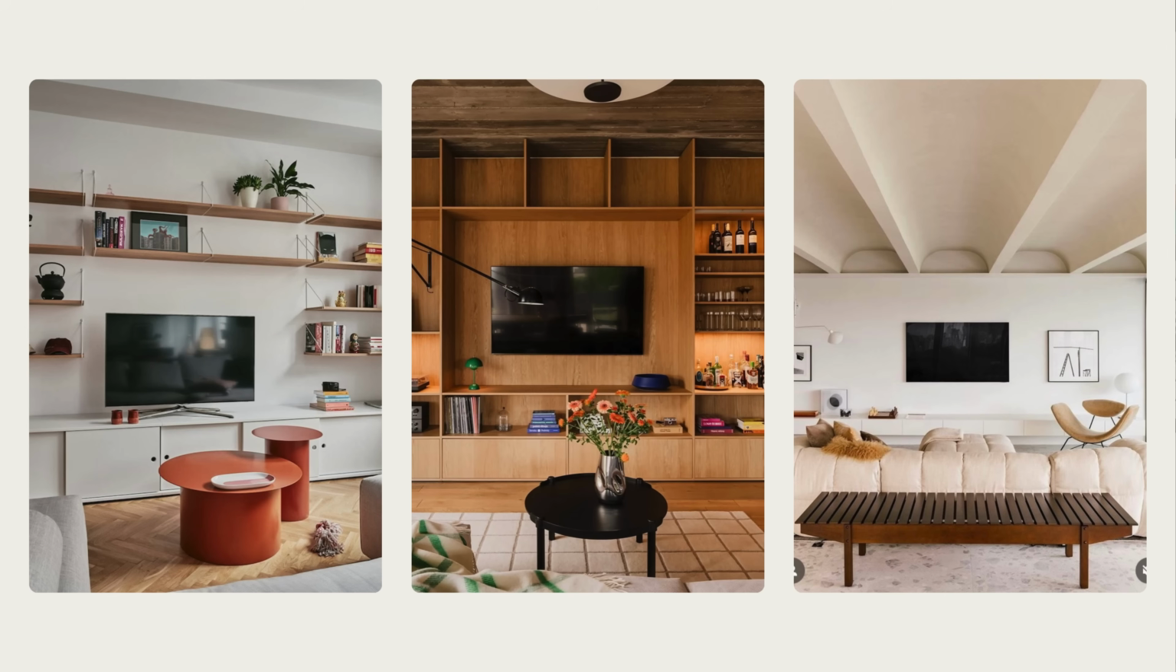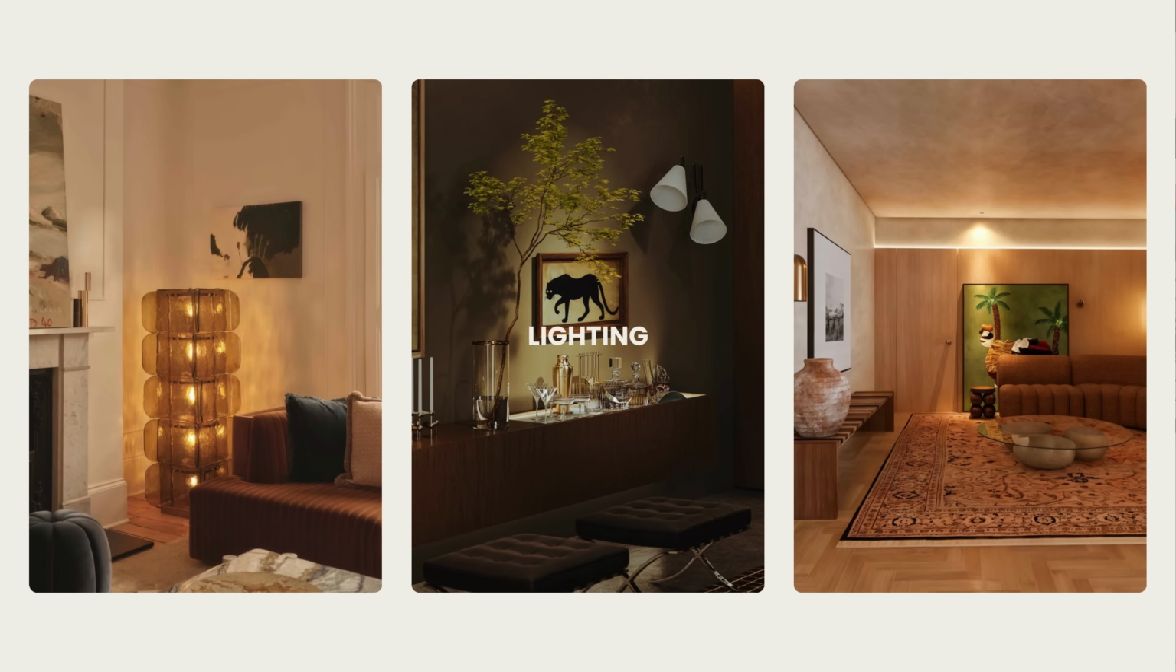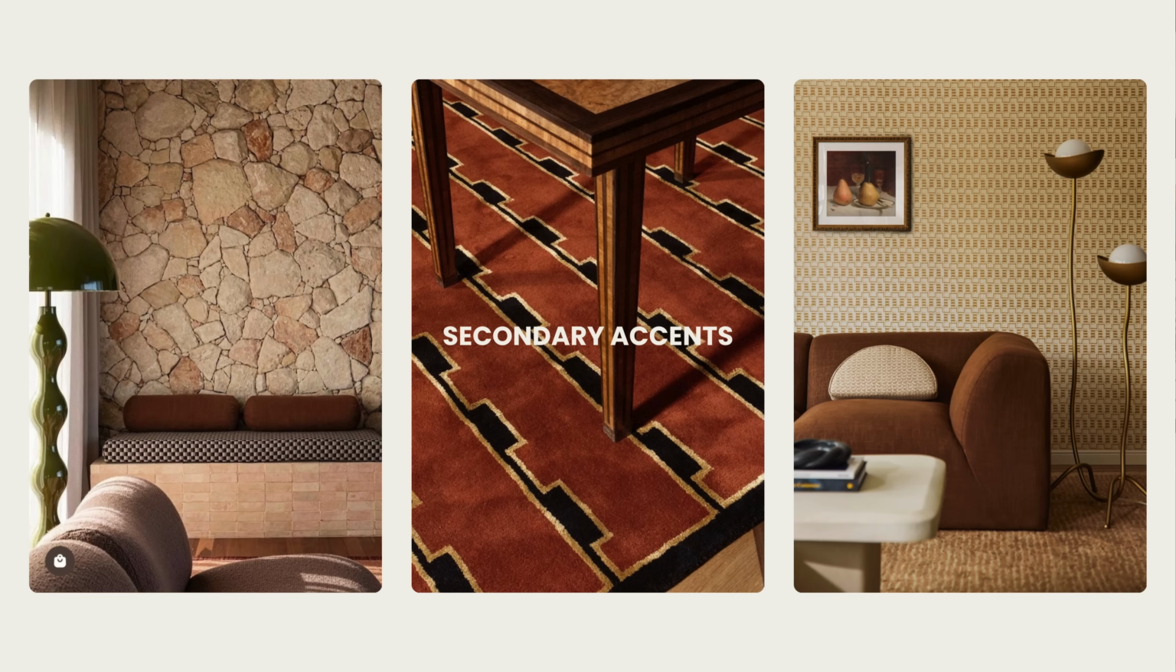Built-ins, picture frame TV, or a gallery wall around it to blend tech with design. You can also use lighting to crown your focal point, so a picture light over art, a spotlight, or a floor lamp grazing texture on the wall will also help you do that. And finally, create secondary accents, so a sculptural lamp, a textured wall, or a bold rug, but let them whisper next to your hero piece and not take center stage.